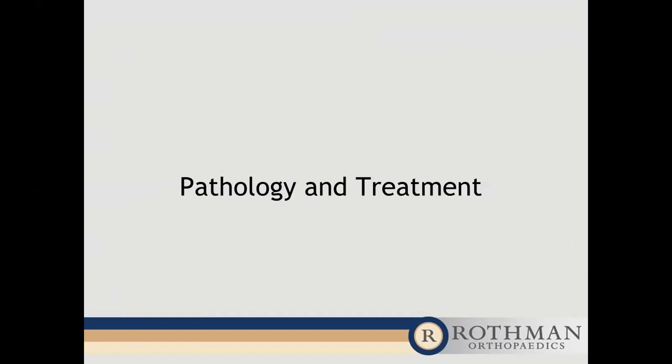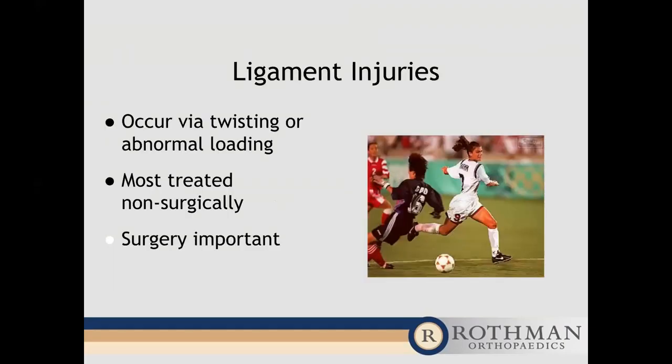Okay, so let's talk a little about some pathology and how we treat these things in the knee. Okay, ligament injuries. They occur usually via twisting or abnormal loading of the knee. Most ligament injuries can be treated non-surgically. However, surgery is a very important adjunct in our treatment regimen.